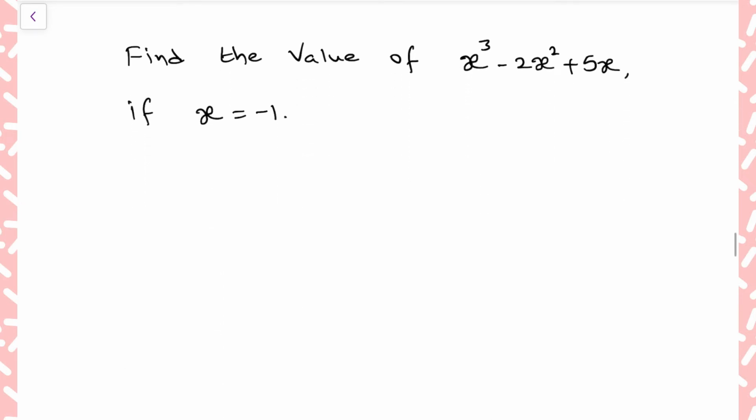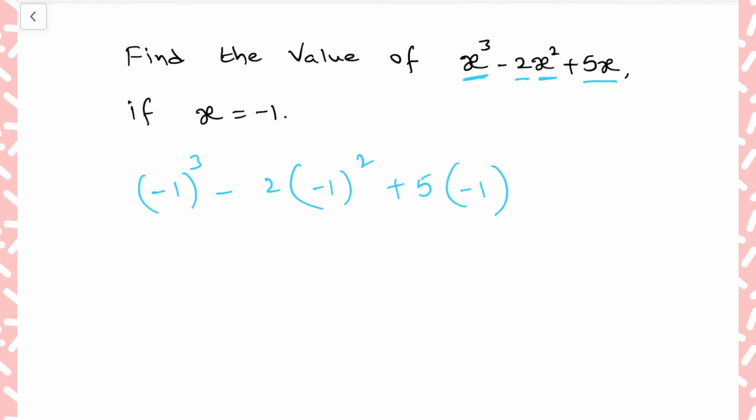Next question. Find the value of x cube minus 2x square plus 5x if x equals minus 1. So simply in the polynomial, wherever we have x, in the place of x we need to substitute minus 1. So the polynomial x cube, in the place of x substituting minus 1 whole cube, minus 2 into x square, minus 1 square, plus 5x, 5 into minus 1.